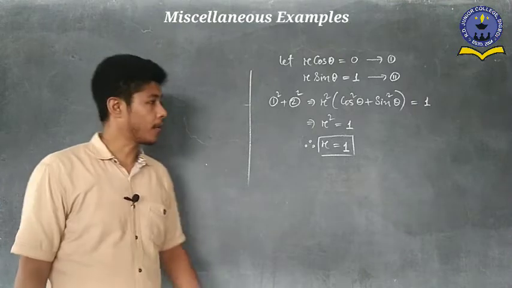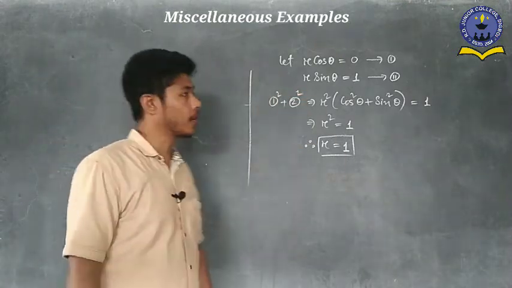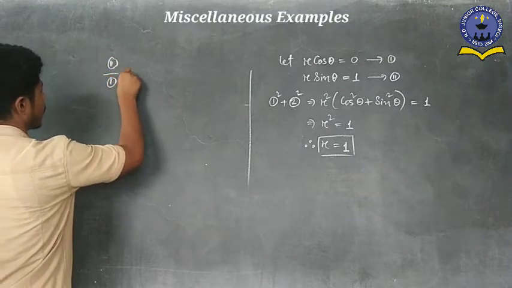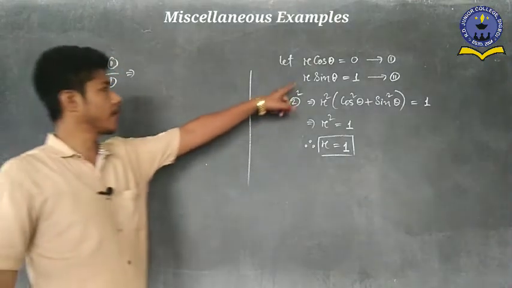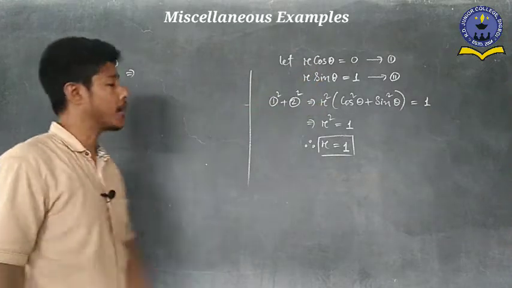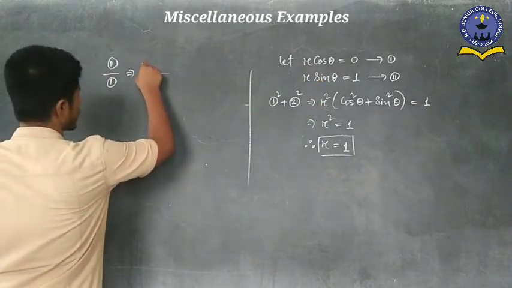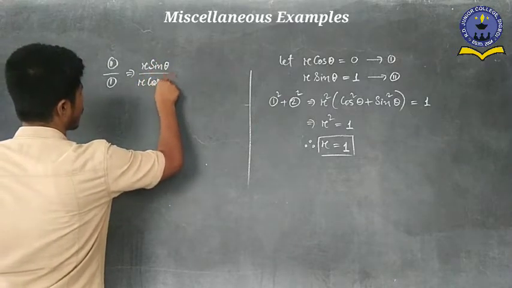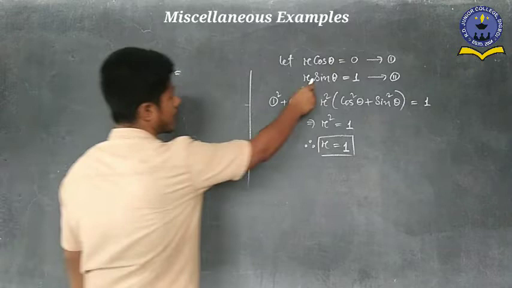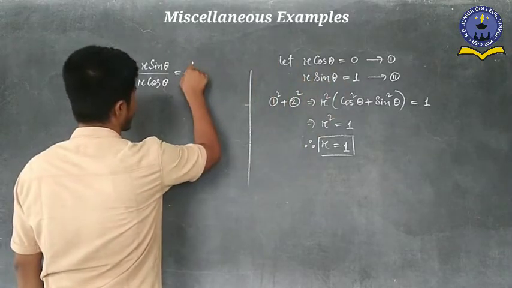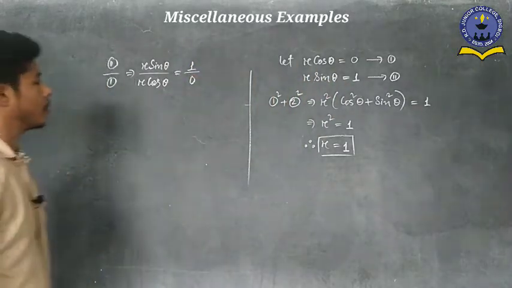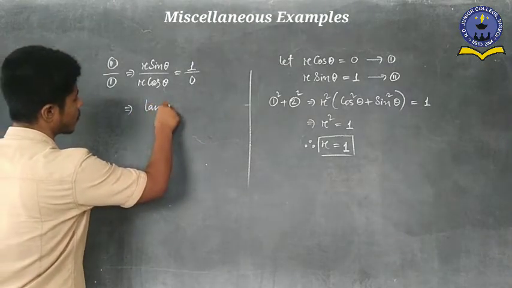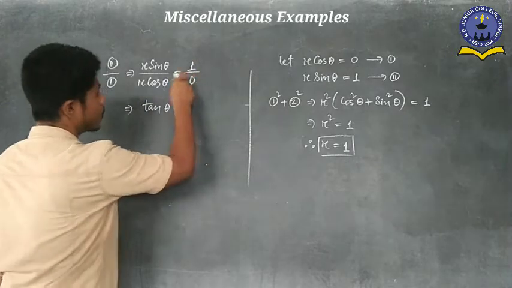In the second part, we have to find the value of theta. For theta, all of you know what to do: equation 2 divided by equation 1. Lots of times we have done this. So r sin theta divided by r cos theta equals, now the r sin theta value is 1 and r cos theta is 0. From here r cancels, sin theta by cos theta is tan theta, and 1 by 0.